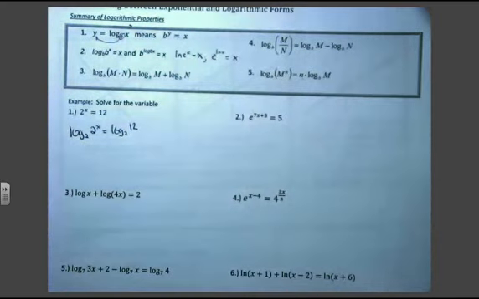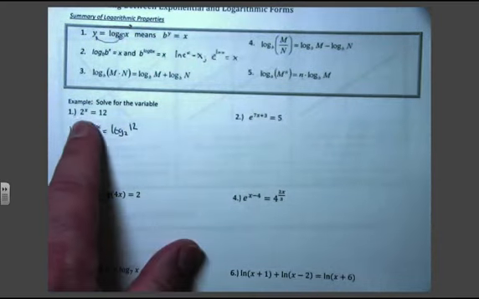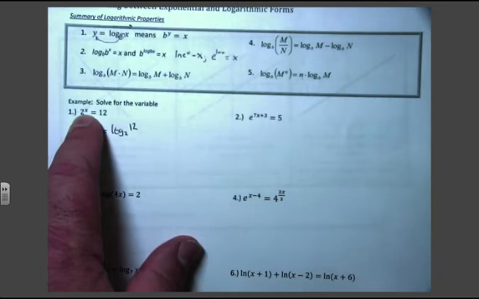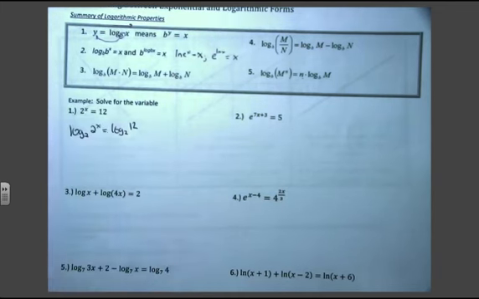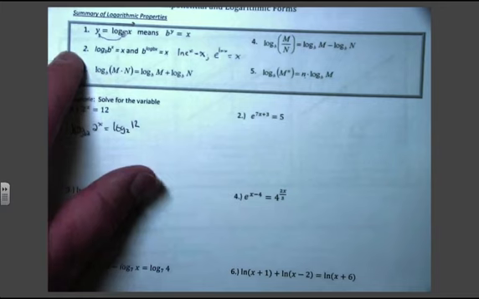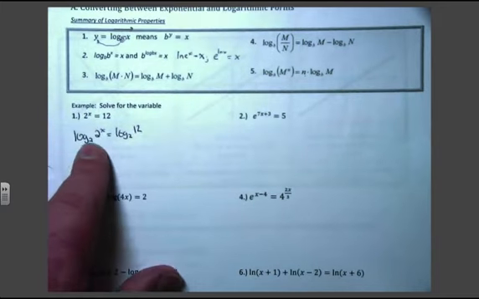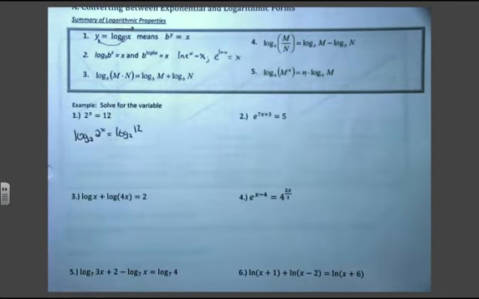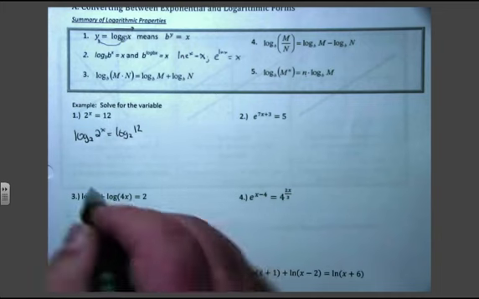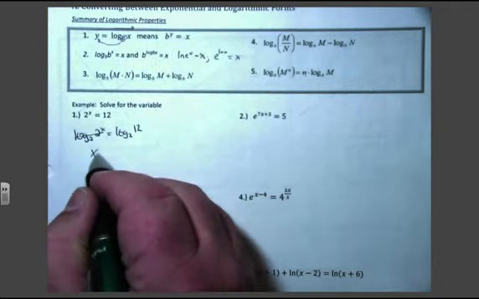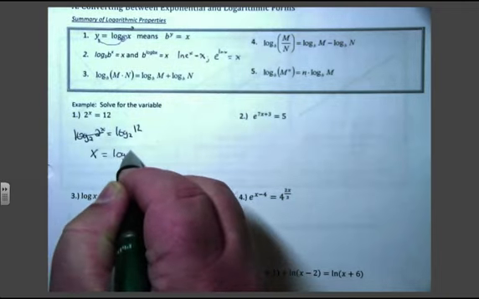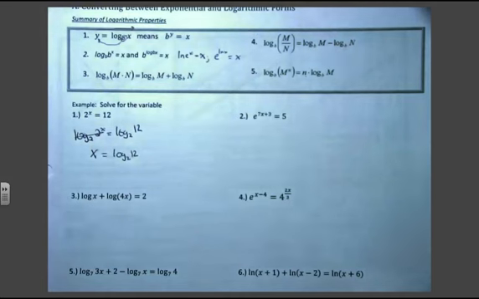Why did I choose log base 2? Because the base on the exponent was base 2, 2 to the x. And according to log property number 2, log base 2 of 2 to the x, what happens to log base 2 and exponential 2 to the x? They cancel. What are you left with? Just x is equal to the log base 2 of 12. And that's my answer.